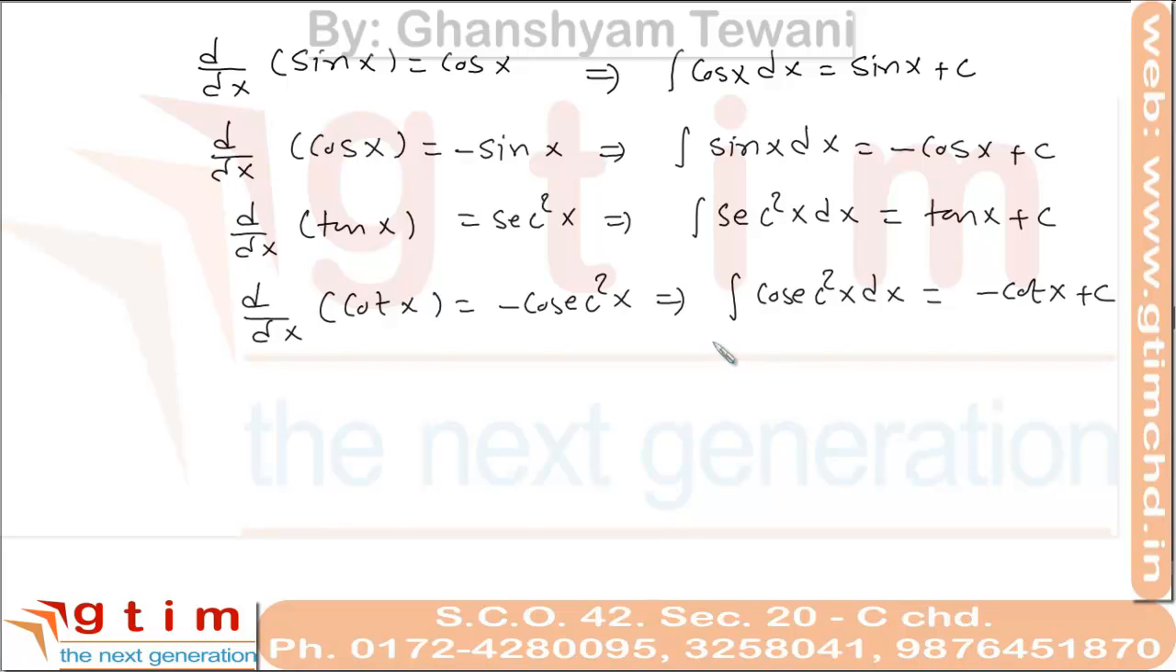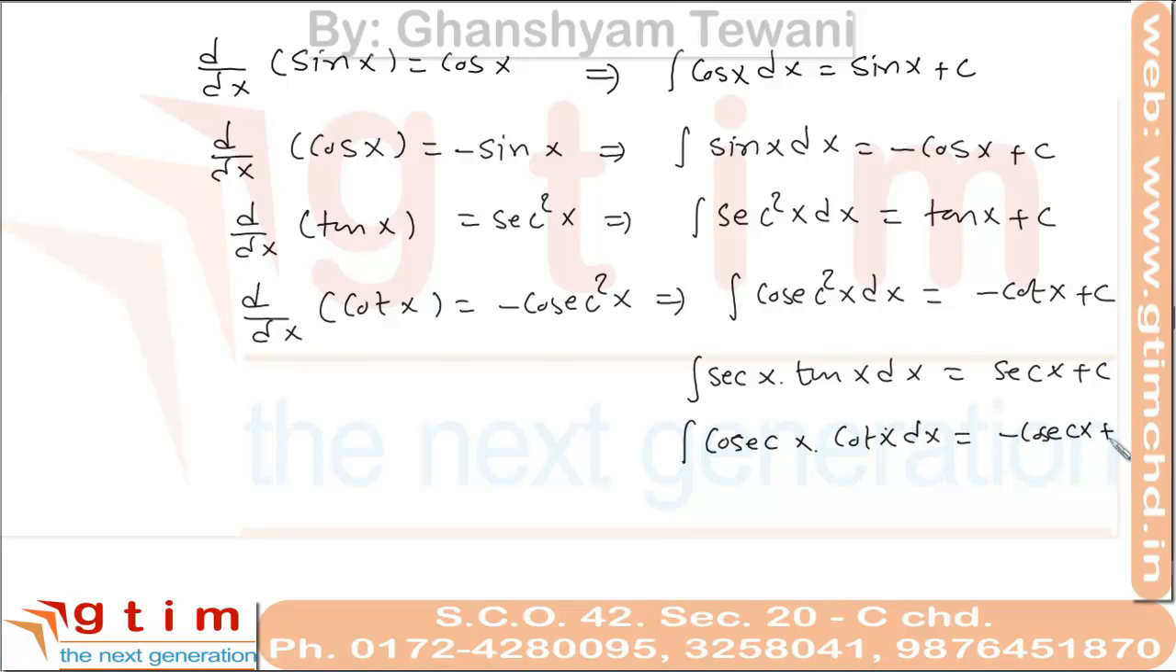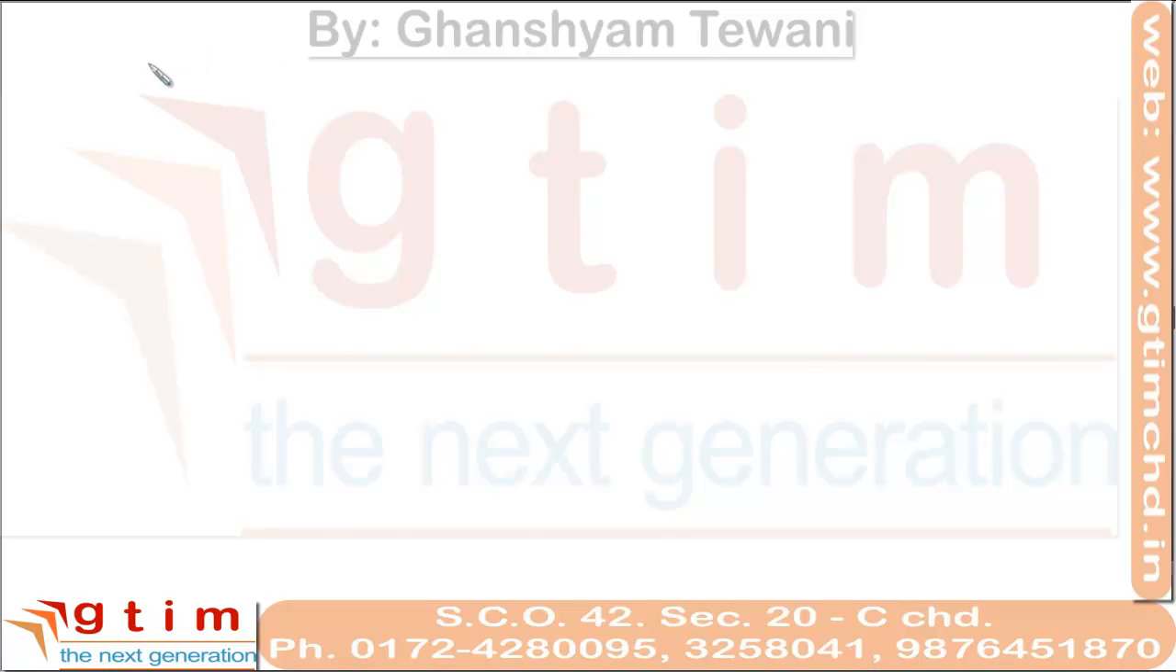Similarly, we can list down all other formulas like the integration of secant x tan x is secant x plus c, because the derivative of secant x is secant x tan x. The integration of cosec x multiplied by cot x is minus cosecant x plus c. So these are all trigonometric functions. Then we have inverse trigonometric functions.